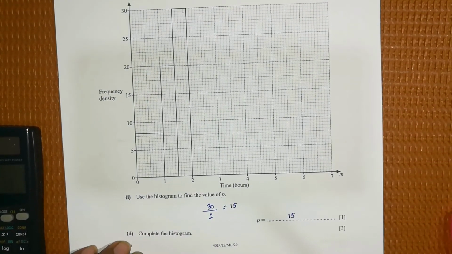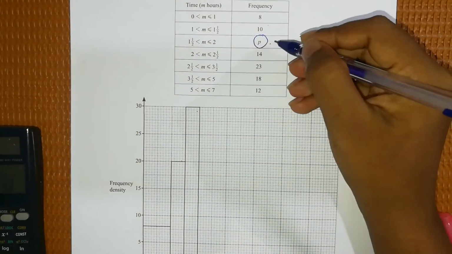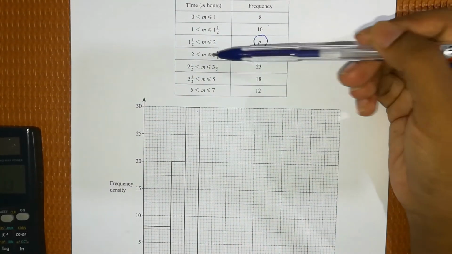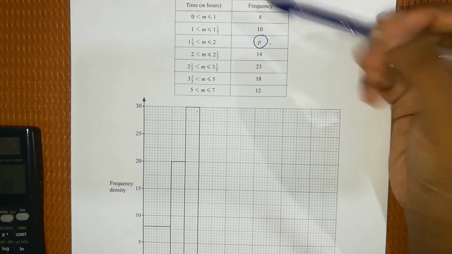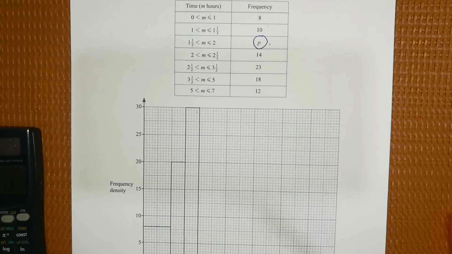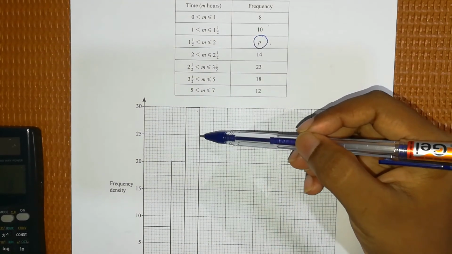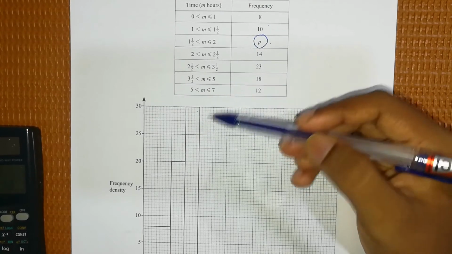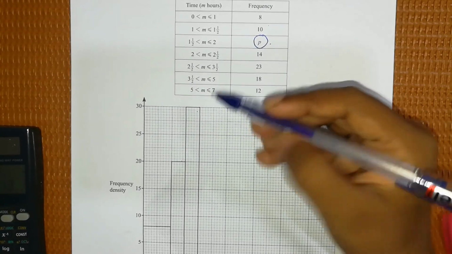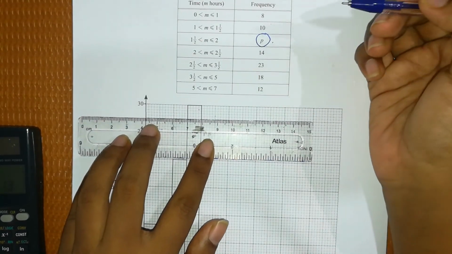So the value of P is 15. And part 2, they ask us to complete the histogram. Right, now here, this is okay. This one, 2 to 2.5, again half. So if it is 14, we have to draw a bar with height 28. So 25 is here. This is going by 2 by 2. 26, 27, 28.